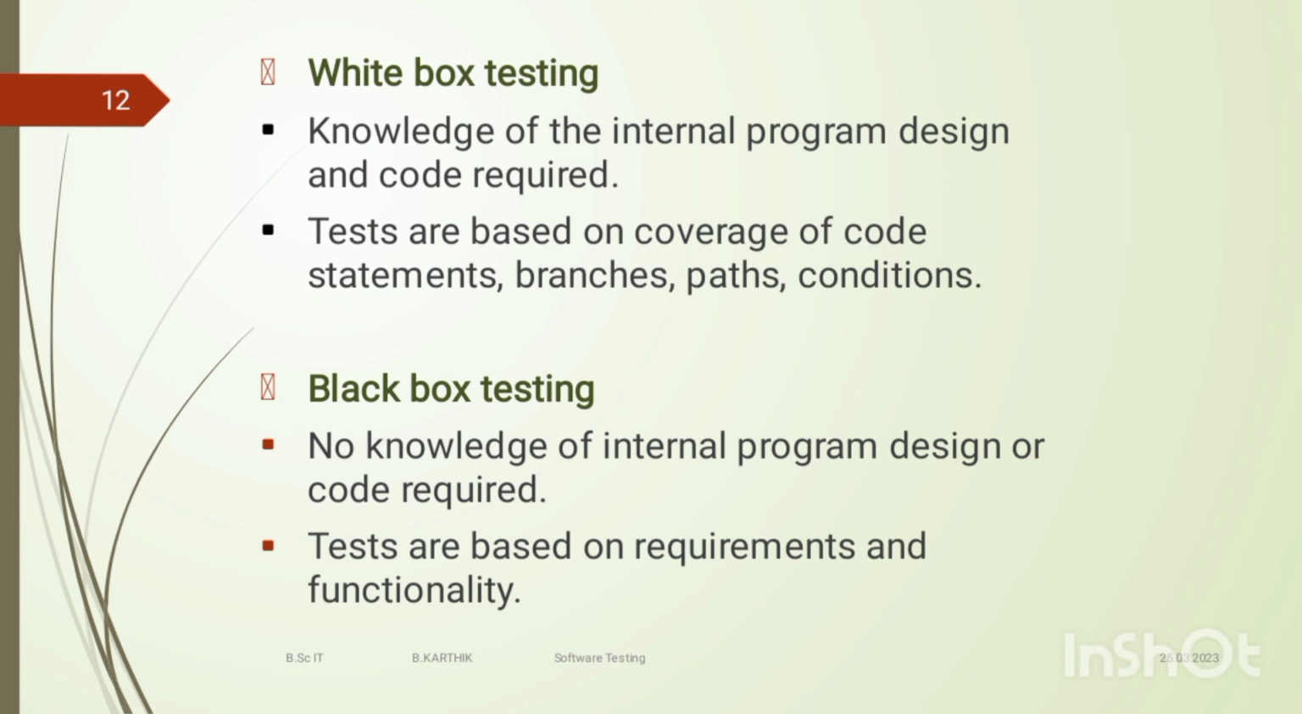If we give the input as a, the expected output will also be a, so we can identify the input and the expected output as well, but we can't see what the functions inside are. That's the techniques we use in black box testing, with no knowledge of the internal program.